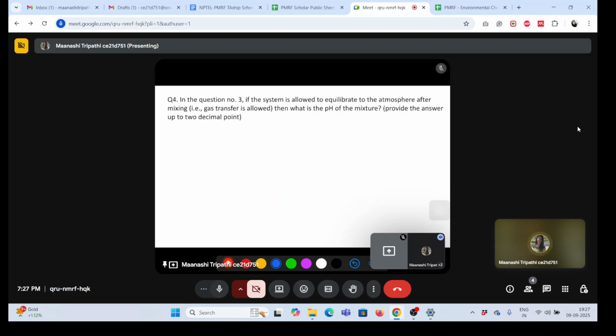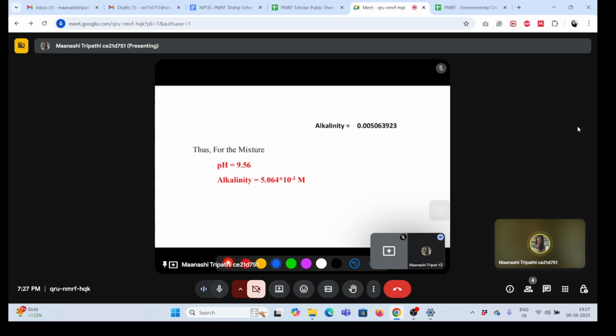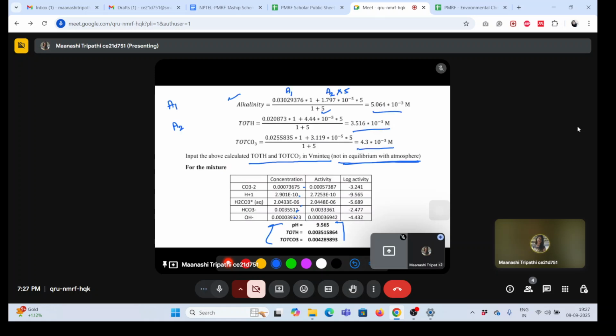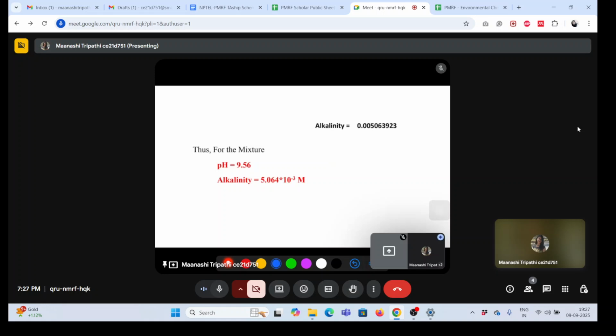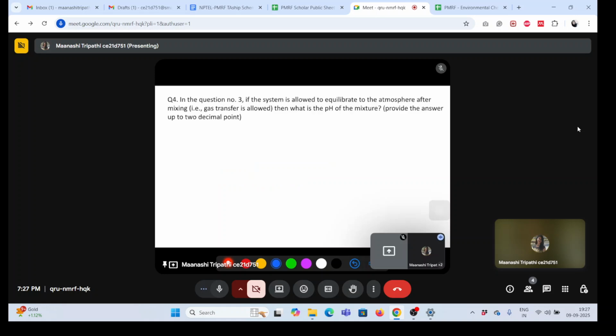Coming to question 4, it is saying that in question number 3, the system was not in equilibrium with the atmosphere. Now, if we are allowing it to be in equilibrium with the atmosphere, what will happen? There will be CO2 transfer from the water phase to the air, or vice versa. Then, what is the pH of the mixture? The first two steps will be the same. There will be a change in the third step where we have to just tick one value that there will be CO2 transfer. One tick will change the solution.